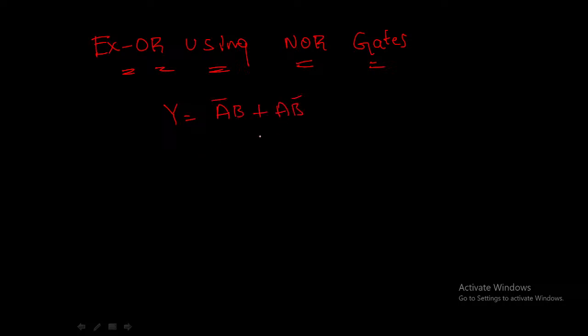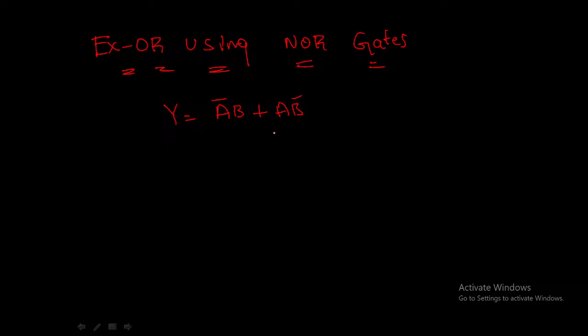XOR using NOR gates. Okay, so we know the output of the XOR gate is nothing but y is equal to a bar b plus a b bar. So this is the equation if a and b are the inputs of our XOR gate.